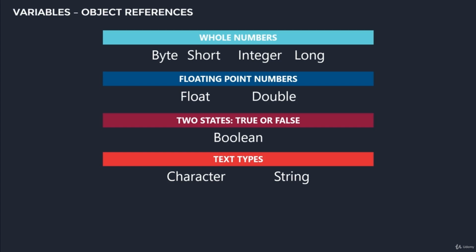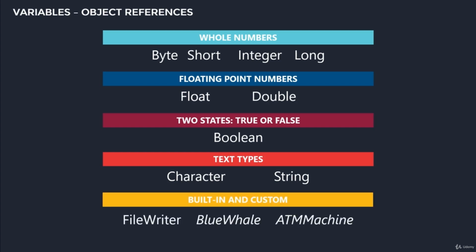The last group here is the built-in and custom object references. It can be a FileWriter, which can be used to modify a file, or System that we used in the first Java program lecture. Then Blueware can be the name of a custom object in a game or an ATM machine for a banking system. So besides these built-in object reference data types, we can define our custom ones as well. In the upcoming videos, I'm going to show you how to use primitives, how to use object references, and how to define and use your own custom versions.